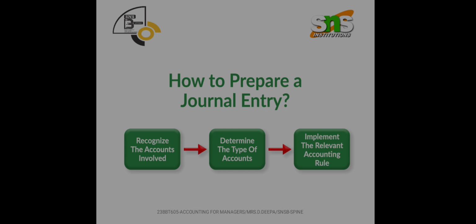And next, how to prepare a journal entry. First, we should recognize the accounts involved, whether they fall under personal, real or nominal. Second, determine the type of accounts. And next, implement the relevant accounting rule. If it is personal, we should follow the personal account rule, that is debit the receiver, credit the giver. If it falls under nominal, we should follow that rule. Based on that we have to prepare this journal entry.